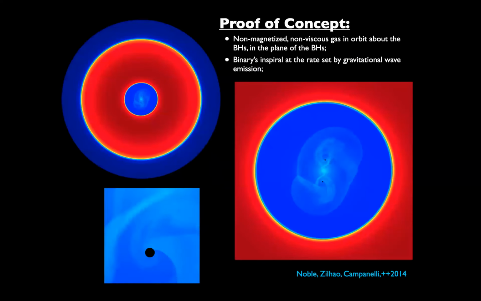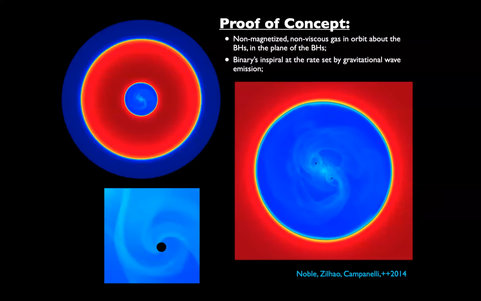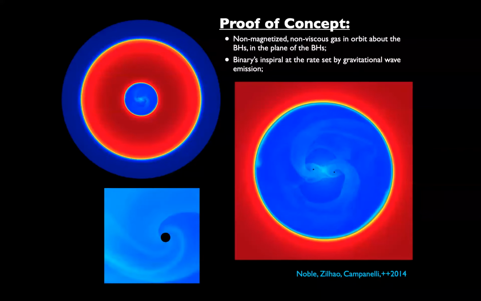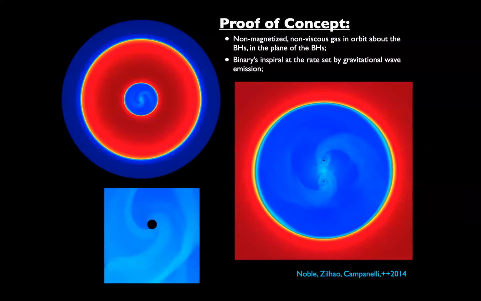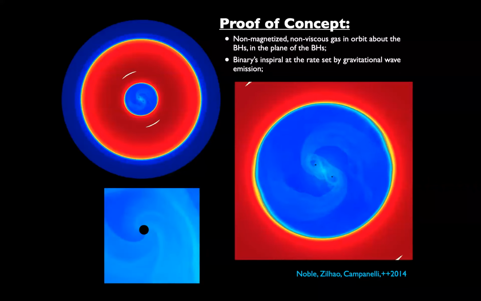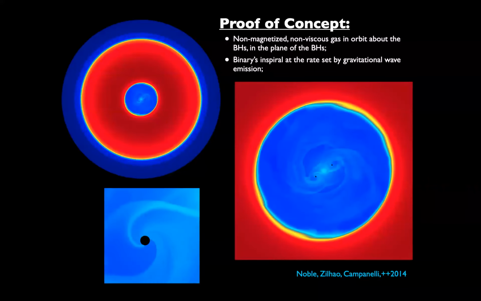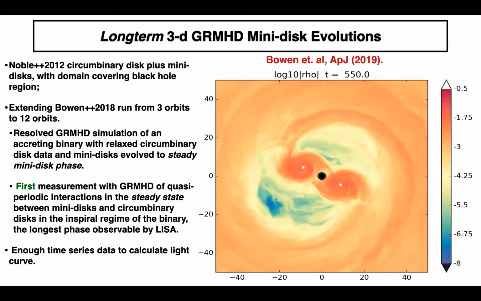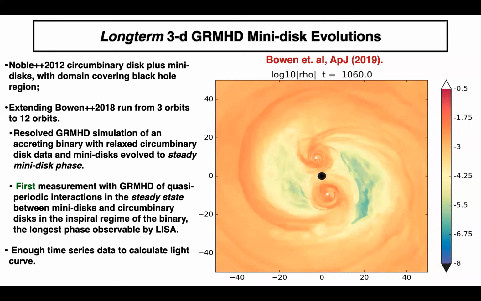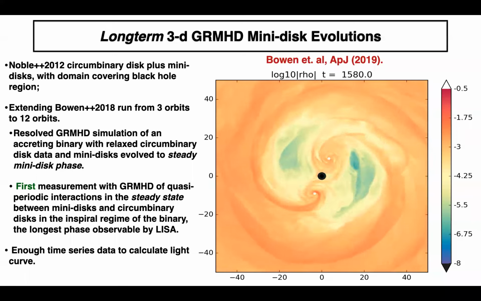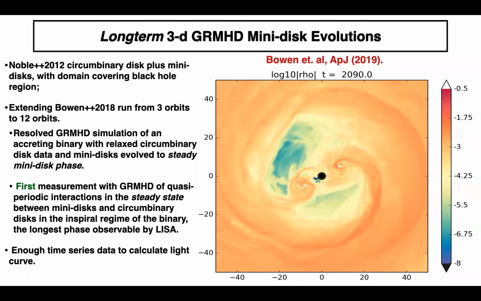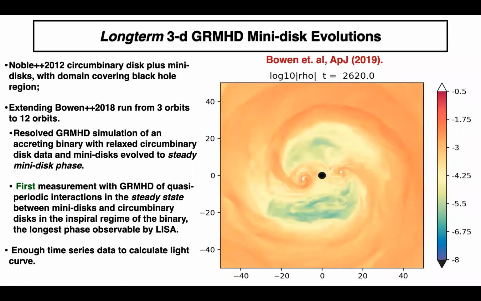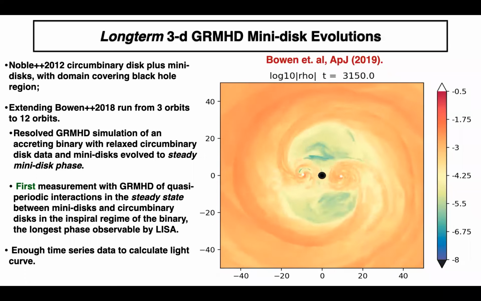So this also allowed us to simulate binary black hole accretion. So we have those little warps around each black hole. This was our first demo, just in hydro of this. It seemed to work pretty well. So we did this in MHD, and this allowed us to simulate many orbits and study the mini disk evolution, so the formation of these little disks around each black hole.